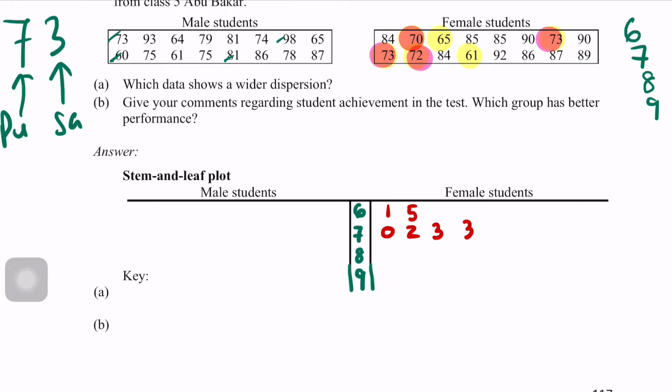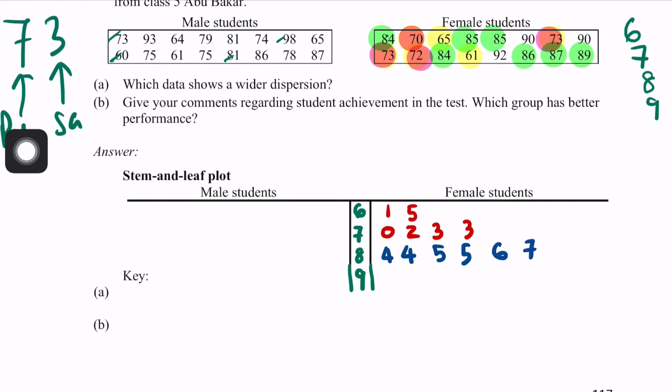Okay, so next kita tengok 80 pula. So we have 84, 85, 85, 87, 86, 84, 89. 1, 2, 3, 4, 5, 6, 7. Okay, so kita bersusun lah from the lowest. So the lowest is 84, ada 2. Next kita ada 85 pun ada 2. Next 86, 87 and 89. Macam tu lah baca dia. 84, 84, 85, 85, 86, 87, 89.